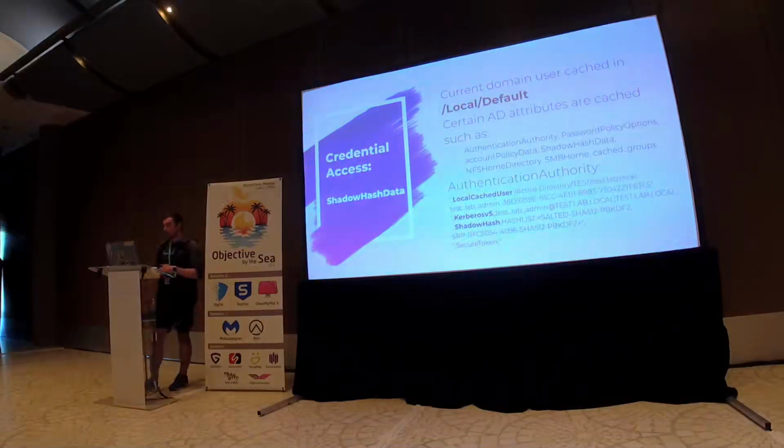Additionally, like I was saying, the information for a domain user is cached in local defaults, and you can see a whole bunch of this different information is what's actually cached from there. Part of that being the shadow hash data, part of it being what groups they belong into, how things are authenticated. This authentication authority, you can see here, first thing it does when it checks is the local cache user that's there. If that's not able to be found or something is wrong with it, it'll fall back into Kerberos and then fall back into just creating a shadow hash if possible. So you can see these different authentication authorities and the processes it goes through to try and do this authentication.